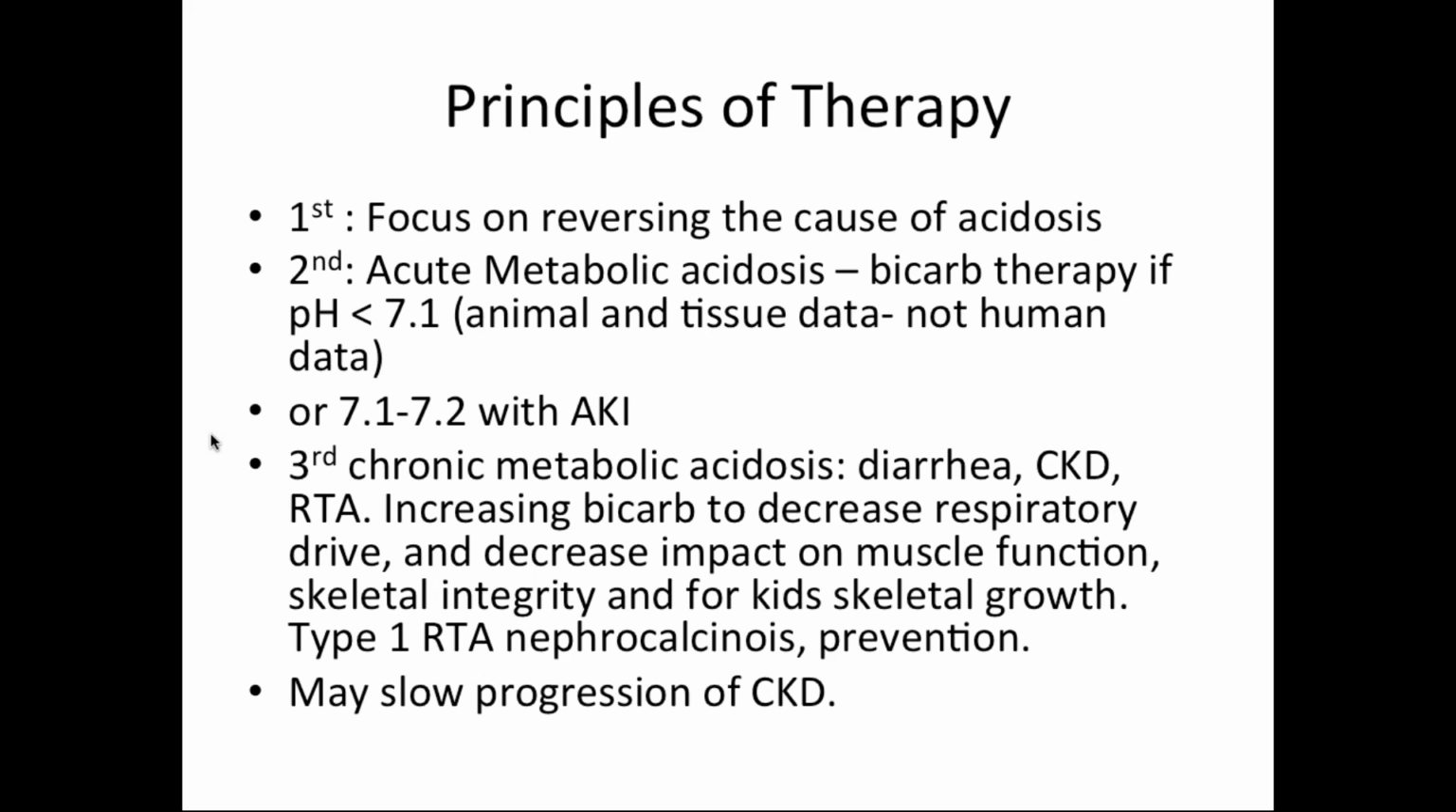for survival, as well as decreasing the need for renal replacement therapy. For those with chronic metabolic acidosis from diarrhea, CKD, or RTA, increasing bicarb is good to decrease the respiratory drive, to decrease the impact on muscles, skeletal growth, as well as skeletal integrity. And in type 1 RTA, also for prevention of nephrocalcinosis. And in CKD, there may also be a decrease in the progression of CKD, based on a few studies that have suggested that.